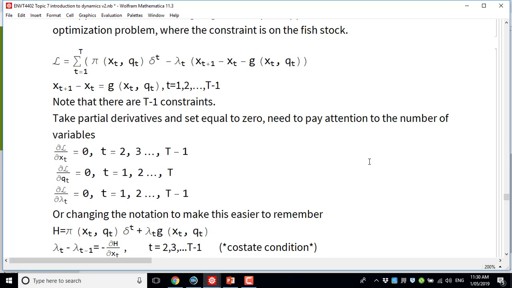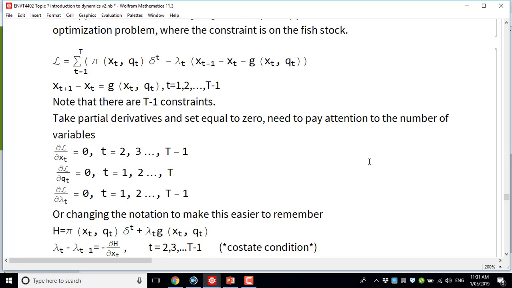How do you solve this? You go back to first principles, take partial derivatives with respect to the stock, with respect to the catch, and with respect to the Lagrange multipliers, which just gives you your constraint back. So same principles as we've already applied. The only difference is that you have lots of these Lagrange multipliers. So it gets a bit nasty, to be honest.